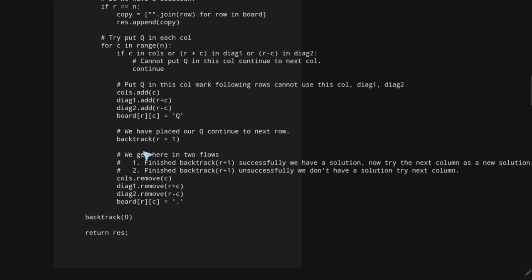If we finished successfully creating a board and we finished with all this backtracking, then we want to try other combinations. So we want to remove the latest queen and try to put it on another column because we might have additional solutions. If we finished backtracking and it wasn't successful, then we want to remove the queen and try on a different column.